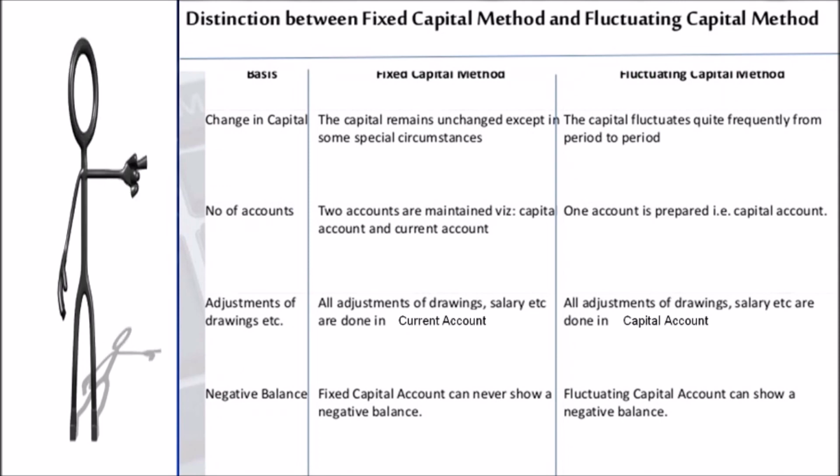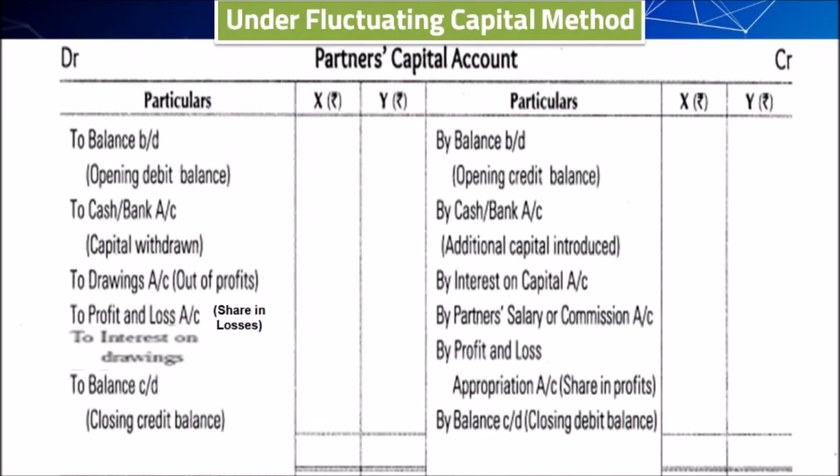When we see the format, we can easily understand. Already we have learned the journal entries, so those journal entries will be utilized here as well. You can reread them, only then you can understand the proper way. So very first, let's have a look at the fluctuating capital method.